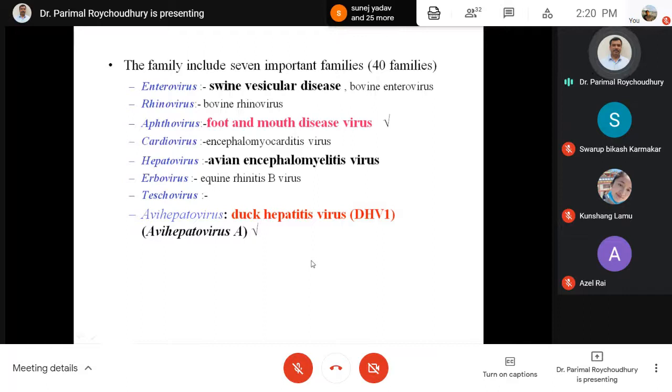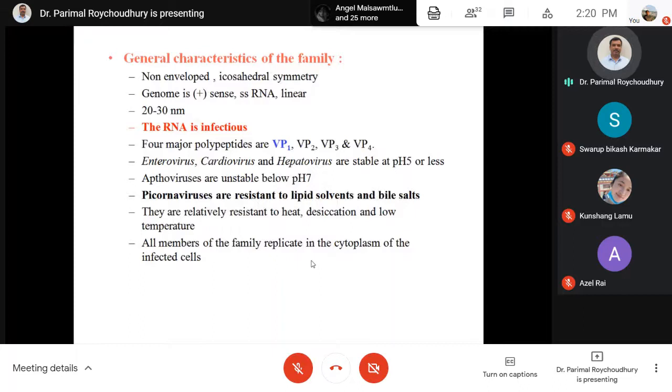I'll skip this phylogenetic tree. Let us go to the general characteristics of this family, Picornaviridae, the picornaviruses. They are non-enveloped with icosahedral symmetry, almost 20 to 30 nanometers, very small RNA viruses. One very interesting feature is that the RNA is infectious, similar to the other positive sense RNA viruses we discussed. Here also, if you purify the RNA and transfect it inside a cell, new virus particles will be produced. So we say the RNA is infectious. They have a very small genome size, almost 8,000 to 8,500 nucleotides, that is 8 to 8.5 kilobases, the genome size of this group of viruses.